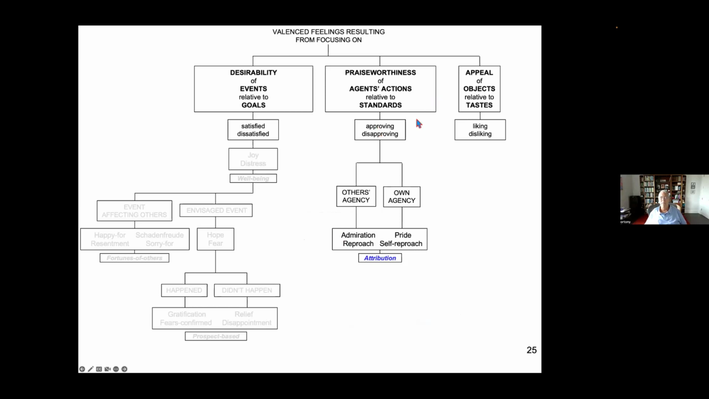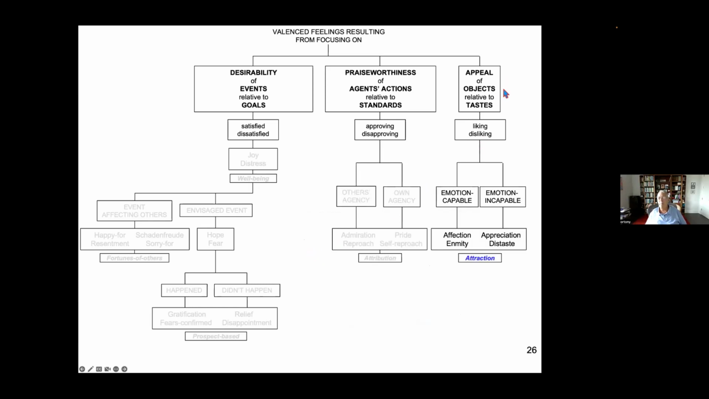Now, moving over very hurriedly to the praiseworthiness of actions, I'm not going to go into this at all in detail, just to say that you can approve either of your own agency or of the agency of some other person, and this gives you different emotion types.